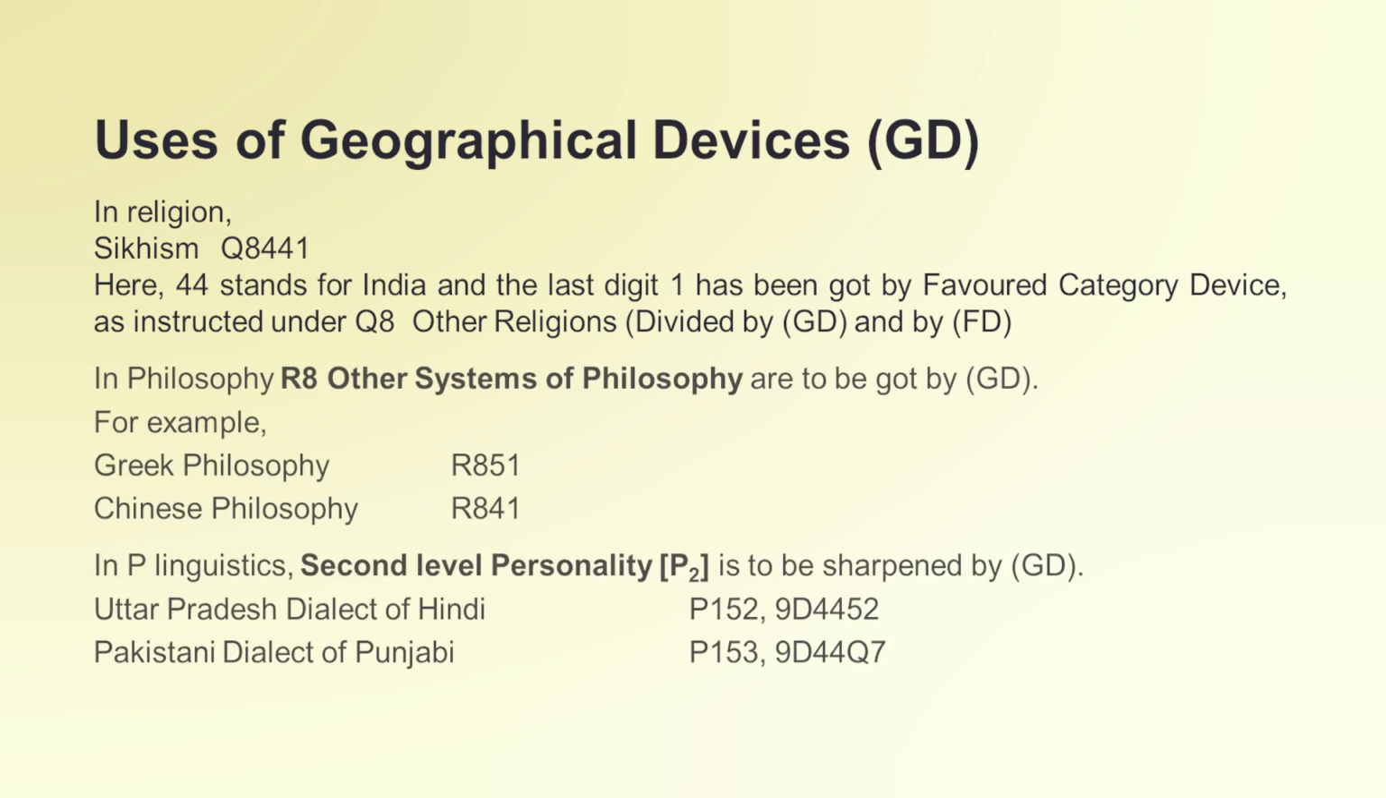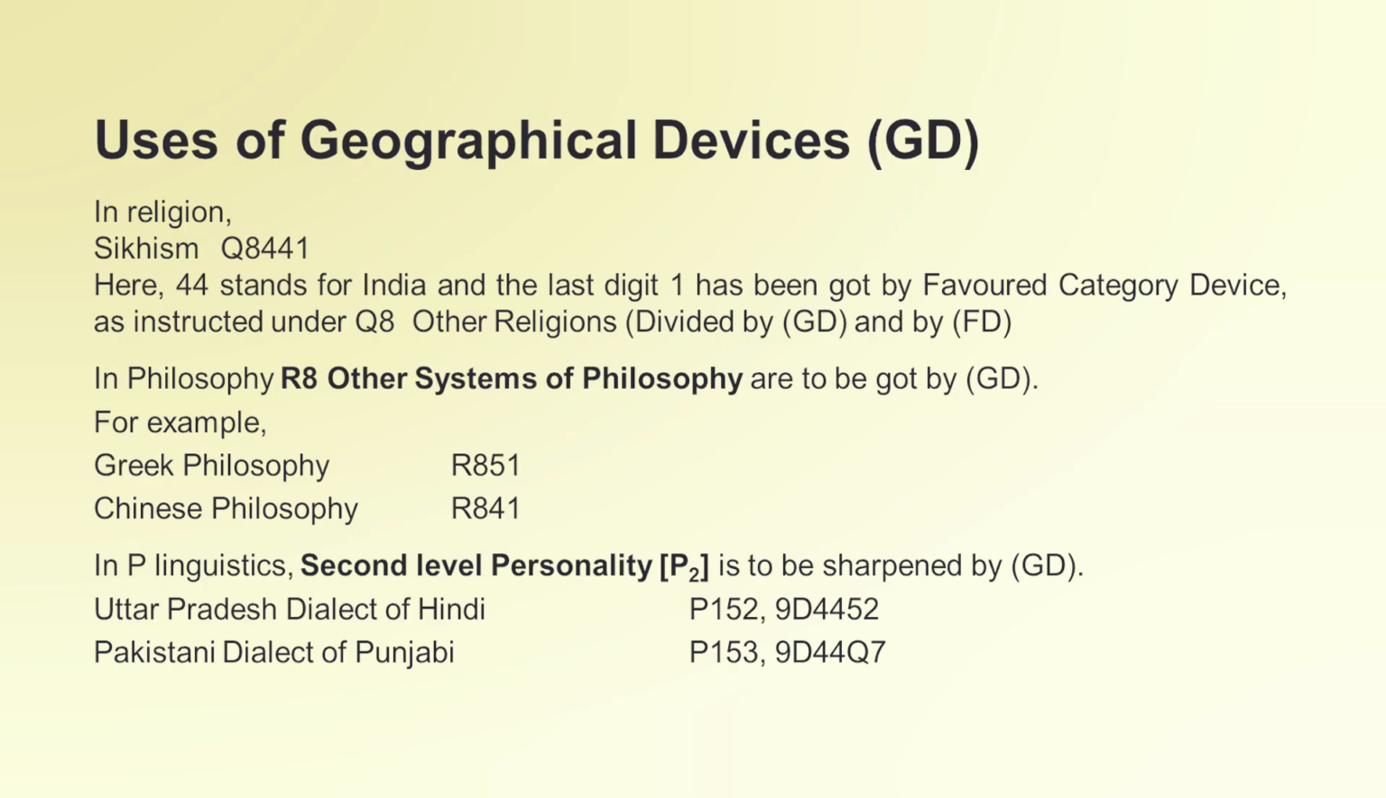In main class R philosophy, R8 is other systems of philosophy. It is to be got by geographical device. So, the isolate number for Greek philosophy will be R851, where the geographical isolate number for Greece is 51. Again, for Chinese philosophy, it will be R841, as the notation for China is 41.